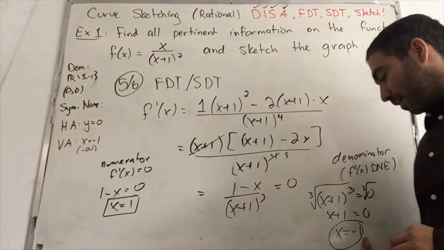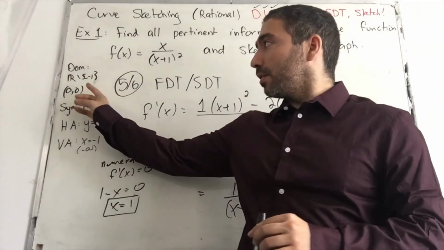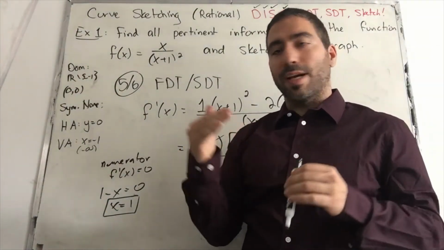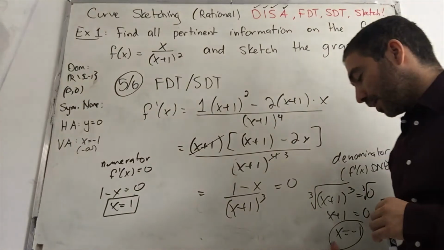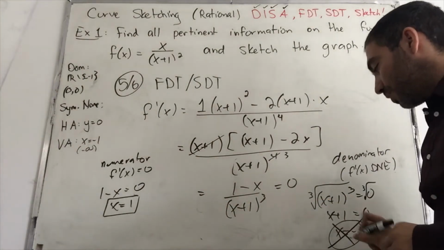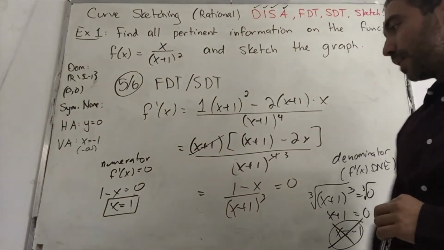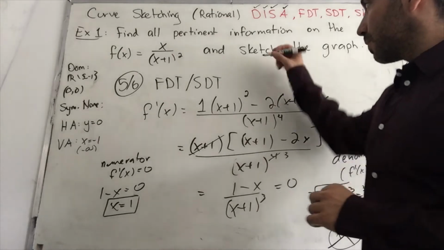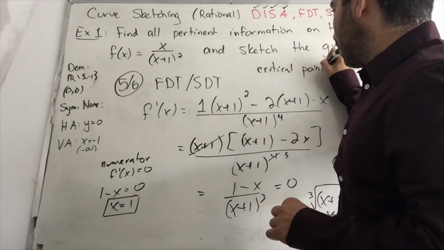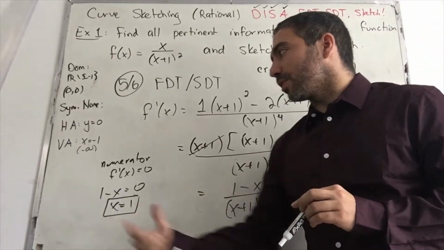But notice that x equals negative 1 is where the function is not defined. The domain of the function is all real numbers except negative 1. So there's no point at negative 1. So we can't have a critical value at negative 1. There's no point there, so we're going to exclude it. We're not going to use this one. We're just going to use x equals 1. So that's our critical value.